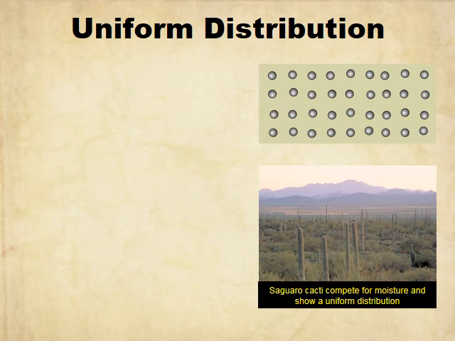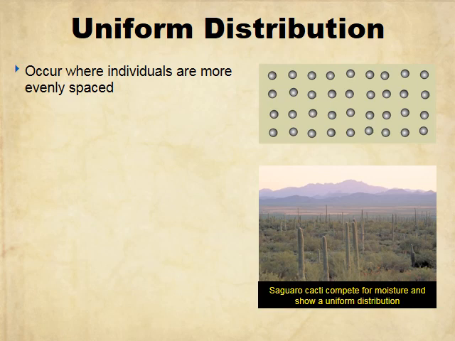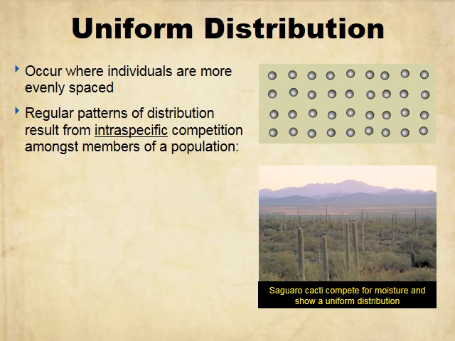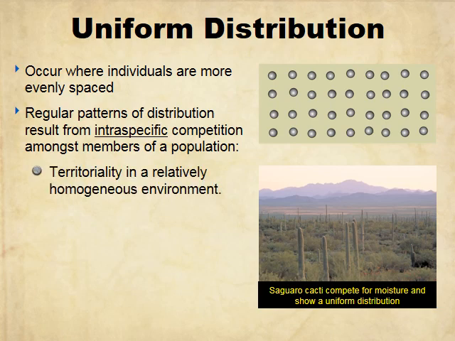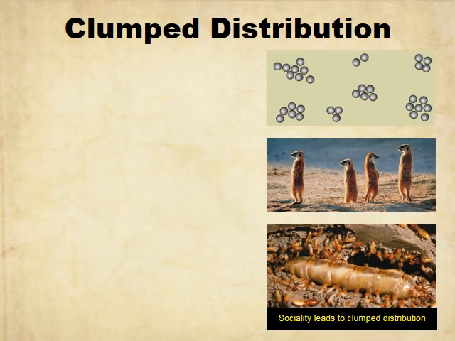Then you have uniform, and uniform is where organisms are almost evenly spaced. And a lot of this has to do with intra-specific competition. Okay, so that's within the population. So if you look at the picture, the saguaro cacti, they compete for moisture. And so there's only going to be a certain amount of moisture in a certain area. So they need to be spaced out enough so that they don't infringe on each other. However, there are the maximum amount in that certain area for efficiency. So territoriality is sometimes, and autotoxicity, the same issue there.